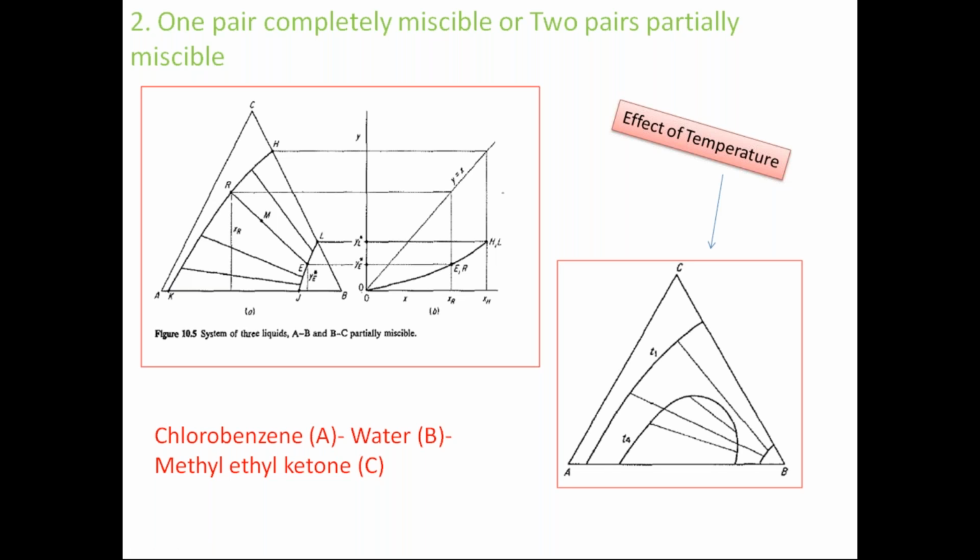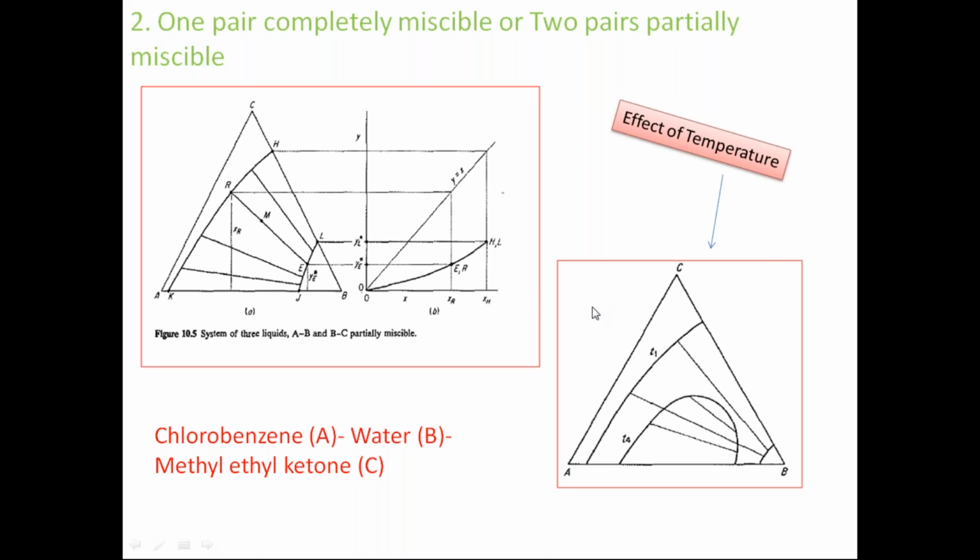Such systems are subjected to separation in a different way. See, the XY diagram will result. There you have it going upward, and here you are getting it below this XY diagram. But here there is no plait point. There is no plait point in this.